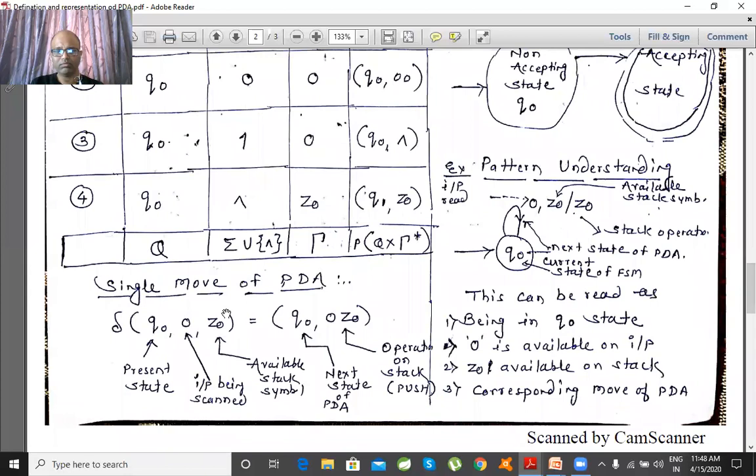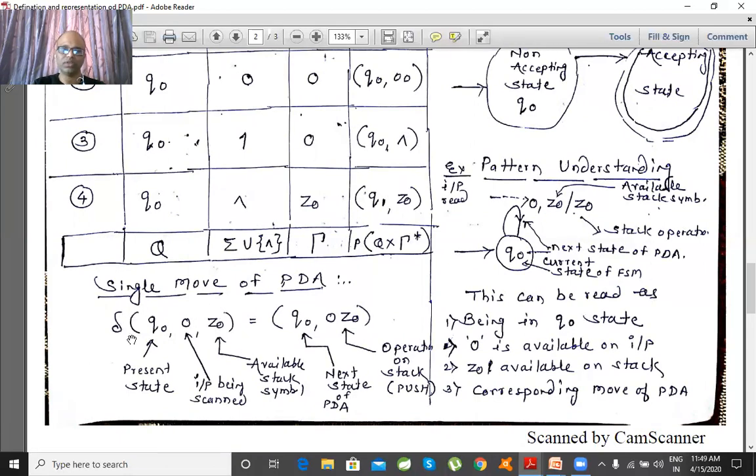Now again, by elaborating this, how a single move is represented. See, this delta represents a single move of my PDA, which contains 3 tuples. It represents what my present state is, what input I am scanning over my input tape, and at that time what is available on top of stack.